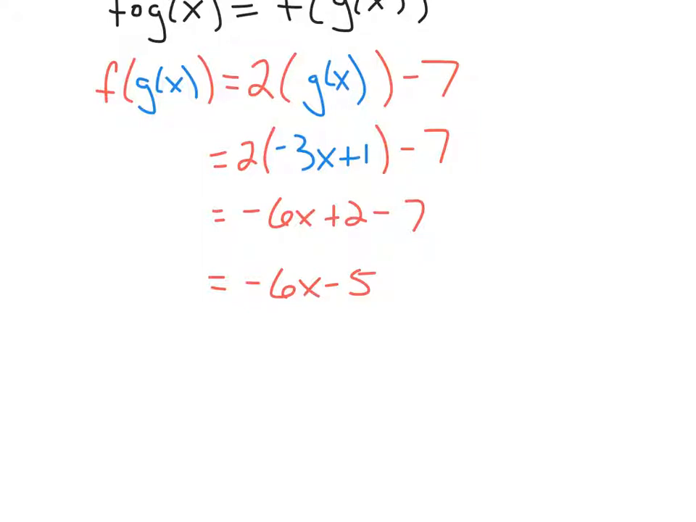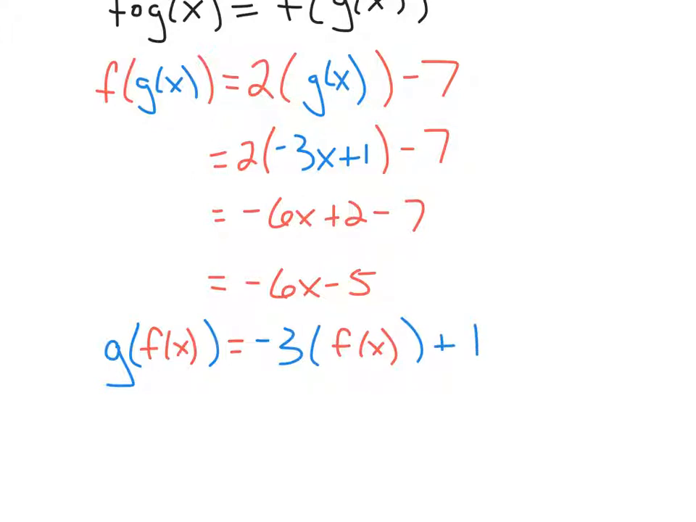So let's try it the other direction, where we're going to do g of f of x, but it's the same idea. The g function still says multiply negative 3 by whatever the input is, and in this case it's going to be f of x, and then add 1 to it. So again, all we're doing is substituting, and we have negative 3 times 2x minus 7, since that's what our f of x is, plus 1.